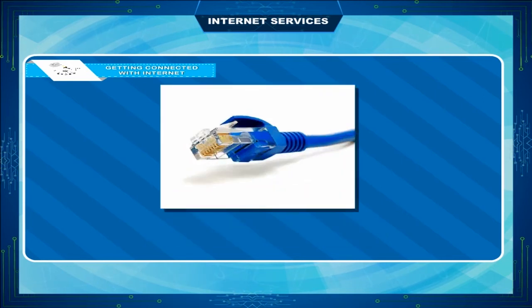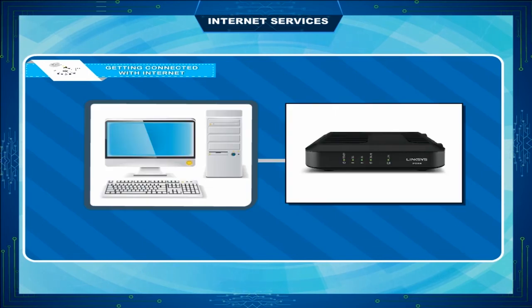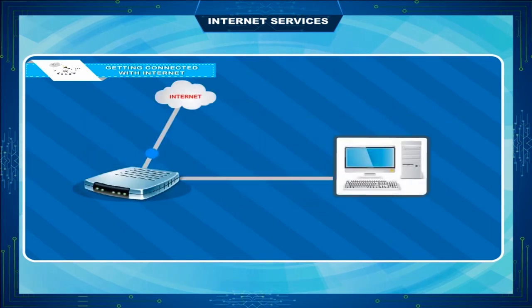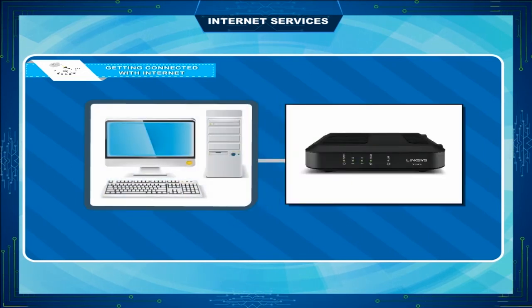Modem. Modem stands for modulator and demodulator. It is an electronic device that allows computer to exchange information over telephone or ISDN lines. The word modem is derived from a combination of the words modulate, to change digital signal into an analog signal, and demodulate, to convert an analog signal into a digital signal at the receiving computer. Telephone or broadband connection. Computers that are the part of Internet communicate through telephone or ISDN lines. The data is transferred through telephone or ISDN line.